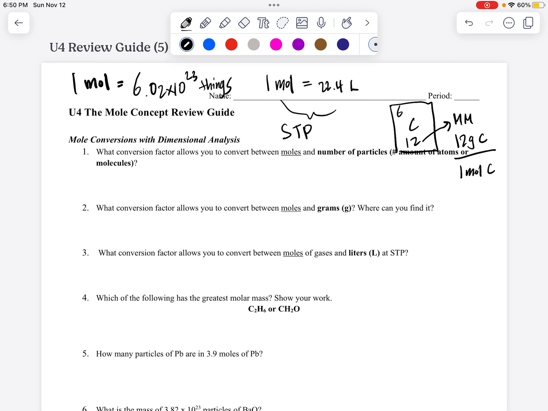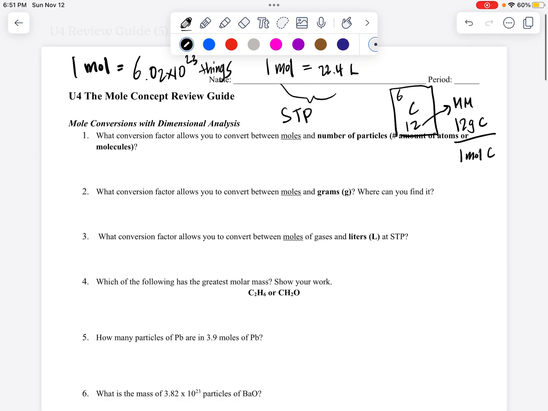All right, so these are the 3 conversions that you are going to have to use in converting between moles to grams, grams to moles, moles to liters, and vice versa, okay? So let's go ahead and take a look. I'm going to go ahead and go over some of these questions. So I definitely answered number 1 here already, right? This whole thing is number 1, right?